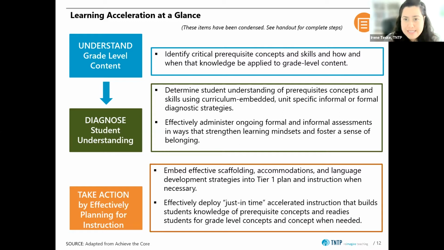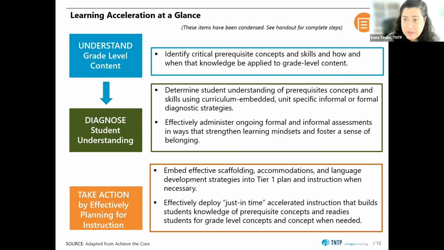So let's look at understand. So understanding grade level content, that means knowing what this looks like in practice, knowing your content deeply, knowing the best materials that you have available to use, and also knowing what the prerequisite skills and knowledge are that students need to successfully access and navigate their current grade level rigorous instruction. So a teacher, again, needs to have a deep understanding of their content.